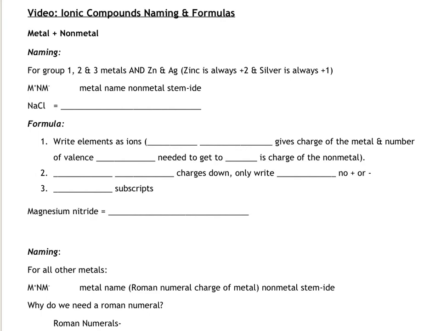To name them, it's pretty easy. We take the name of the metal, and then we take the stem of the name of the nonmetal and add IDE. So for our NaCl, we look on the periodic table and we see that Na is sodium, so I write my metal name of sodium. And then I take the stem for my nonmetal, so my nonmetal is chlorine. Instead of the ending INE, I just take my stem, which is CHLOR, and I have chloride. So sodium chloride is the name of NaCl.